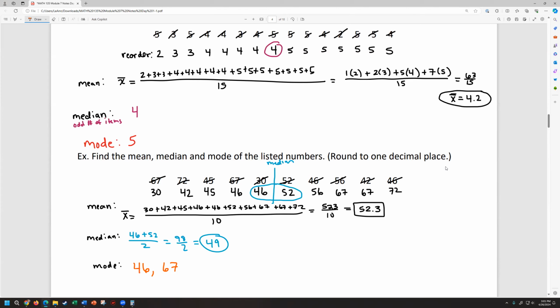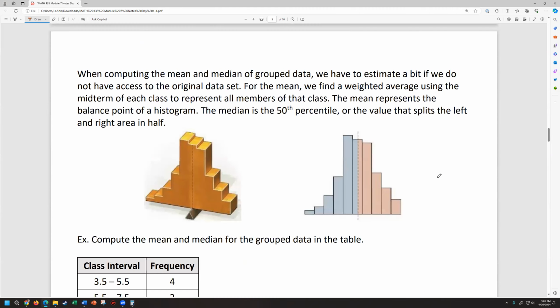So if I'd had three 46s and three 67s, and I had two 72s, the two modes would still only be 46 and 67, because 72 didn't occur as frequently as those. So you just have to make sure you're finding the most frequent. All right, so let's look at the next page.